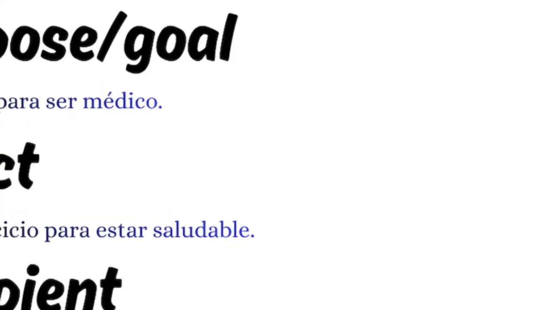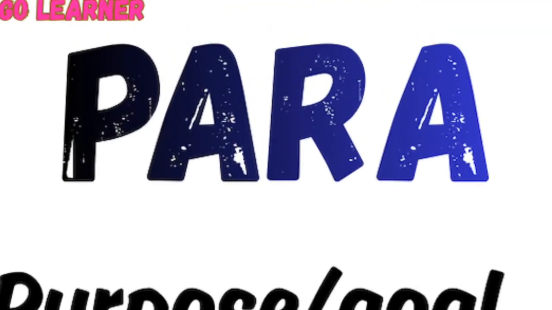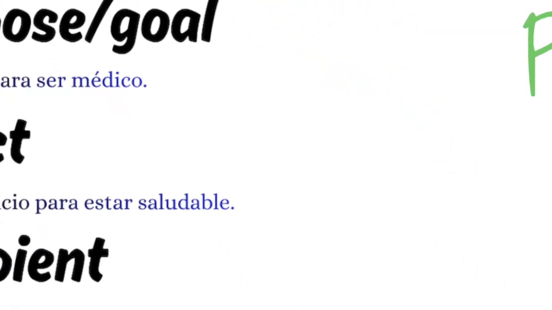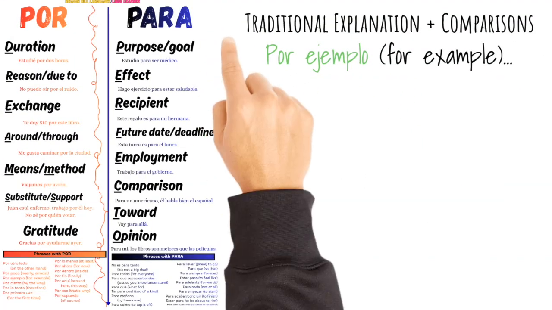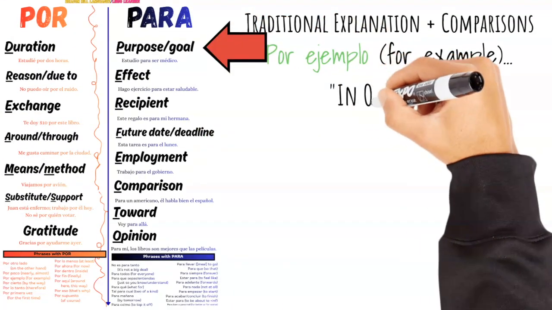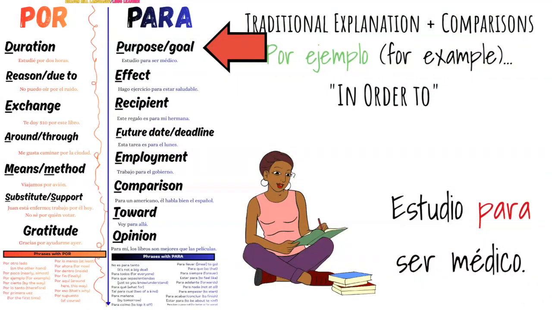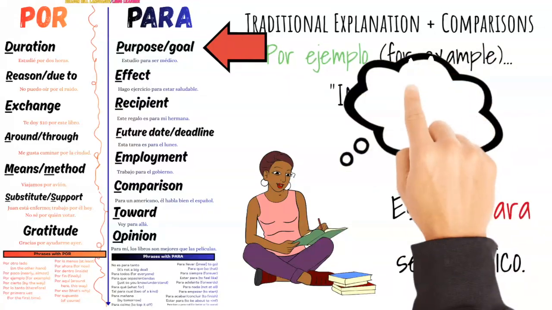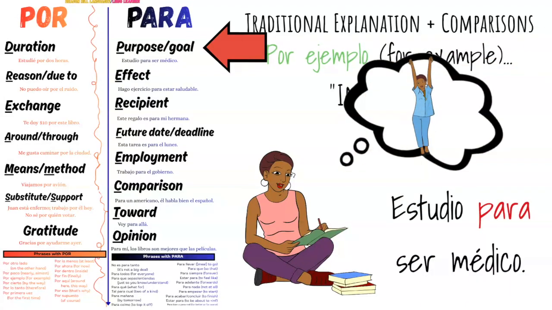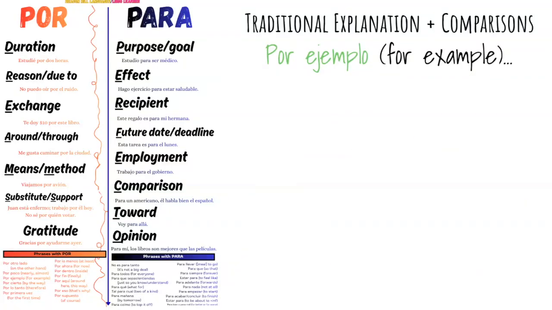Now let's dig a little deeper with para. Remember that para is our go-to for outcome-based, linear, progress vibes. We use para for purposes and goals, in order to do something. Estudio para ser médico. I'm studying in order to be a doctor. I'm studying for being a doctor. I'm studying to be a doctor.